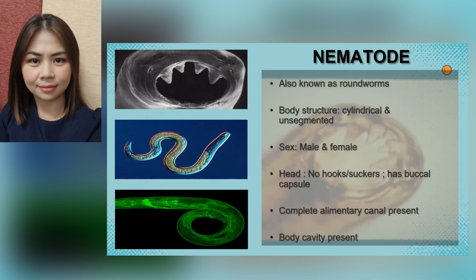Okay, the next organism is nematode, also known as roundworm. The body structure is cylindrical and unsegmented. Sexes are separate, male and female. The head has no hooks or suckers, but has a buccal capsule. A complete alimentary canal is present and a body cavity is present.